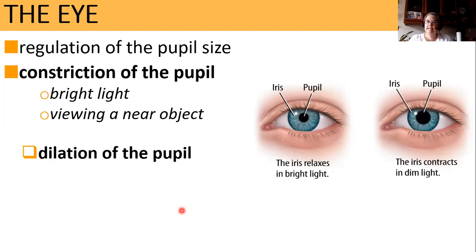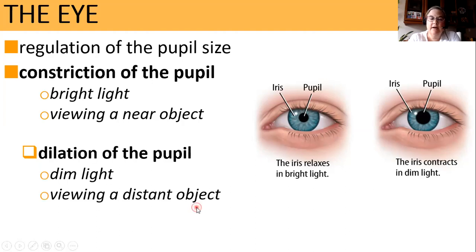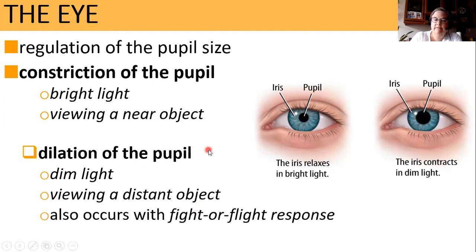So the first glasses that were made used this function. They had these little pricks in bone, and then you could see little tiny bits at a time, but it actually focused that image. Our pupil dilates when we're in dim light, when we're looking at something far away, and also as part of our fight or flight response.